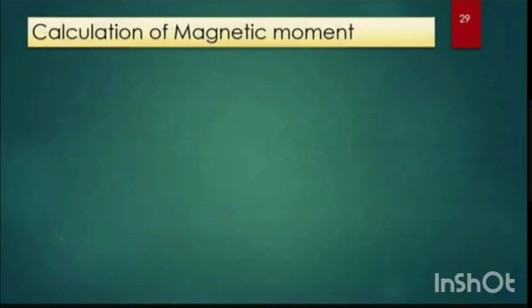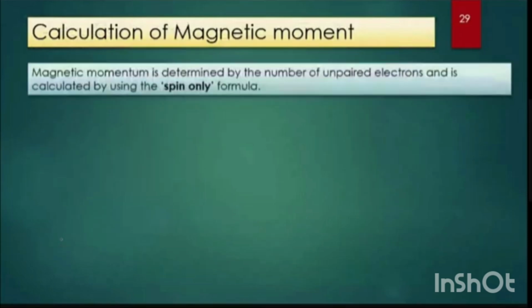For calculation of magnetic moment, whenever we calculate the magnetic moment of any ion, we have to consider the number of unpaired electrons, based on which we calculate the magnetic moment of ions. Here we use the formula called the spin only formula. Just now you came across orbital angular momentum and spin angular momentum. Here we consider only spin angular momentum but not orbital angular momentum. Hence the formula used here is called the spin only formula.